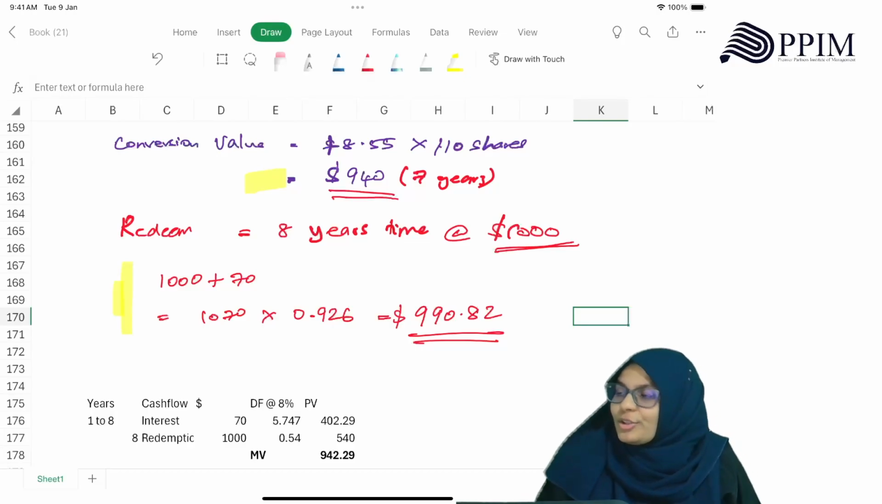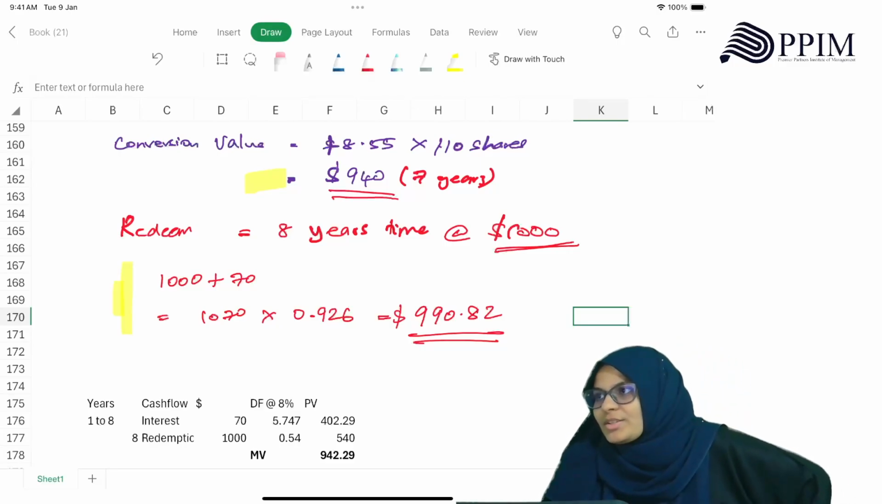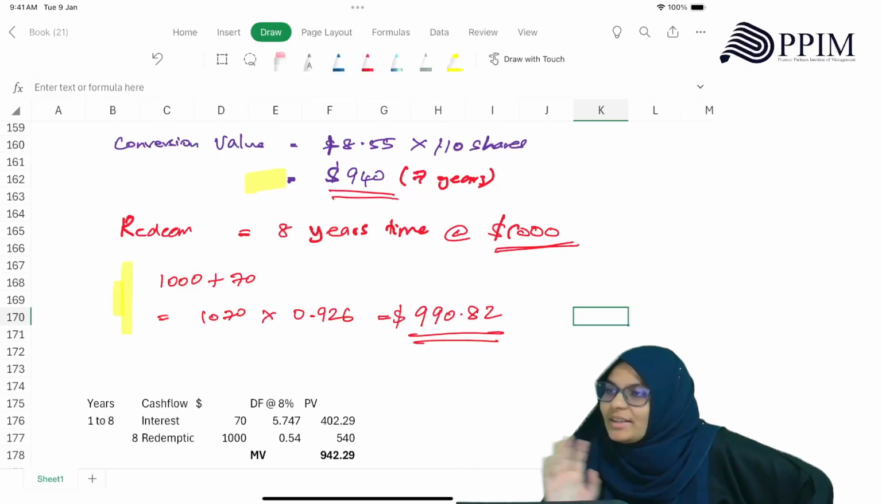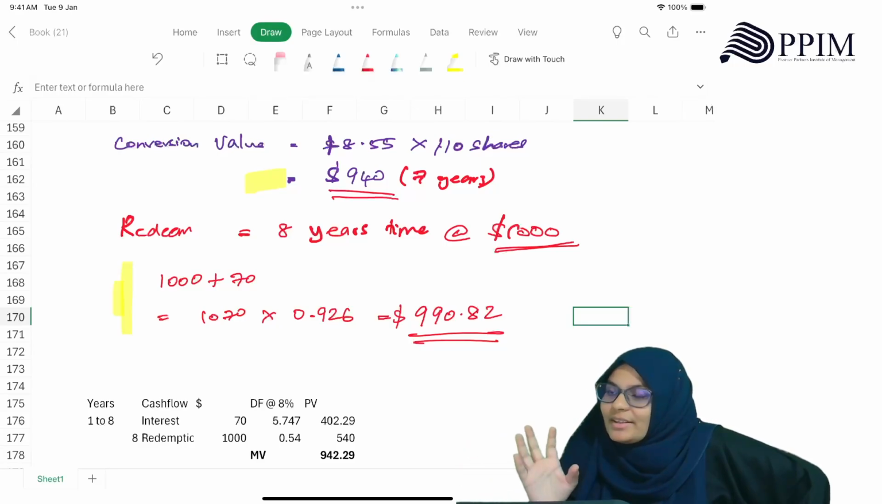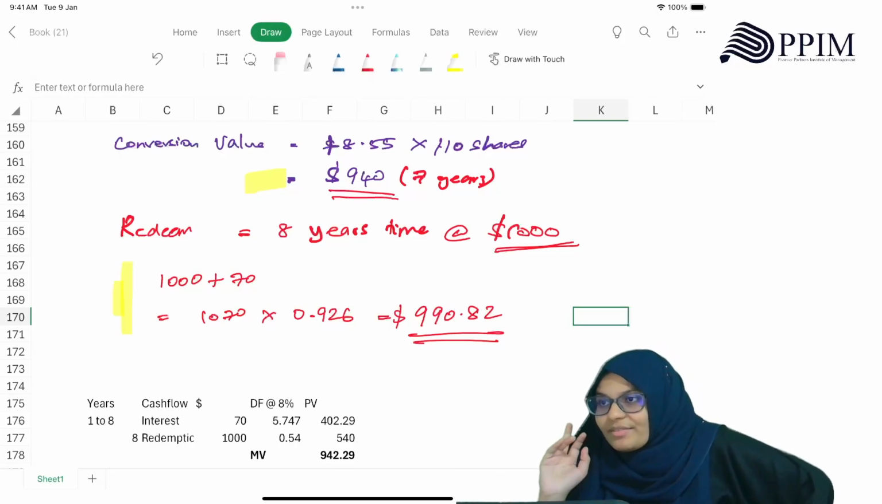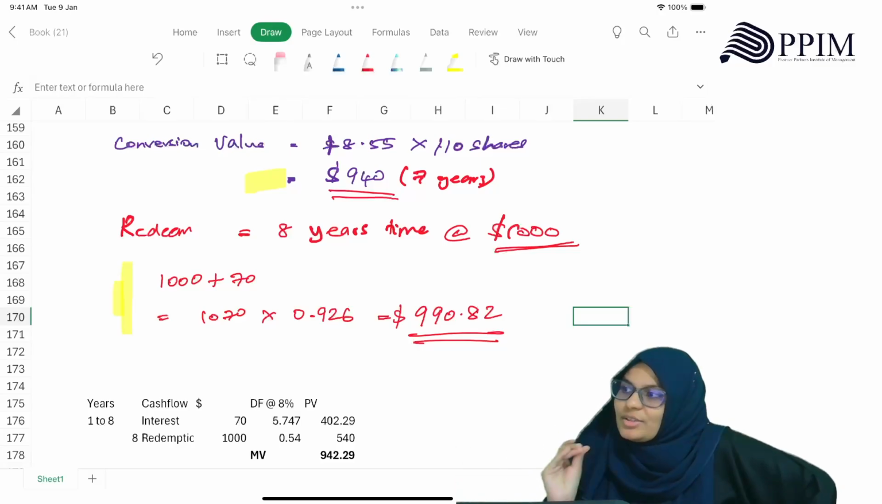Yes, Afzal, but in the tutorial, the conversion and the redemption both happened in the same year. So even if you keep the interest separately or not doesn't matter, because at the end of the day, we didn't bring year 8 back to year 7 in any of our tutorials. In this question there is a small change, because the redemption is happening in 8 years' time, and conversion is happening in 7 years' time. So everything that happens in year 8, you don't have a choice, you have to bring it back to year 7. Since that 70 was also a cash flow happening in year 8, we have to bring it to present value.